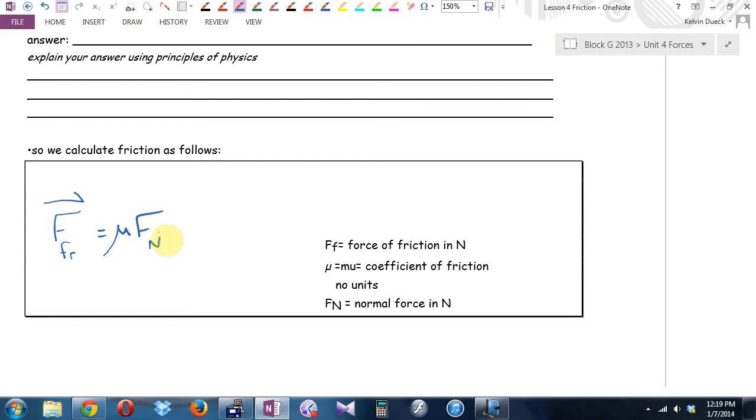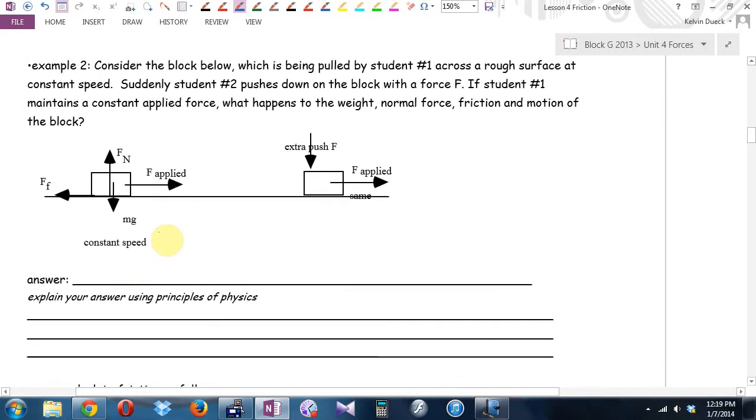Where mu has no units and it's the coefficient of friction. Kids often think that mu is the force of friction. No, no, no, it's not measured in newtons. And Fn is the normal force. Let's come back up here.